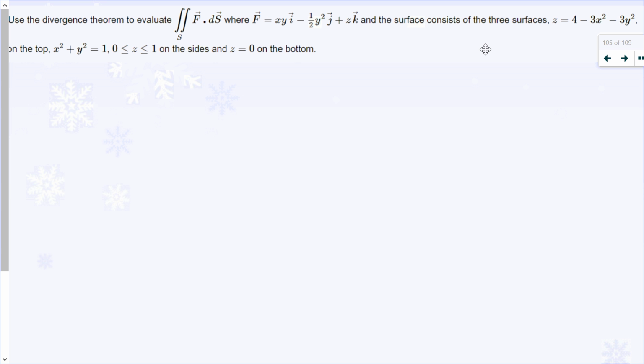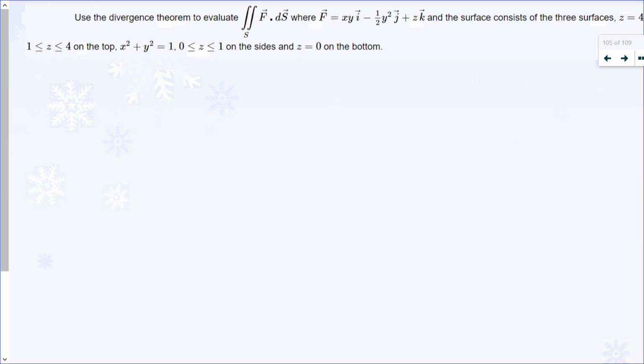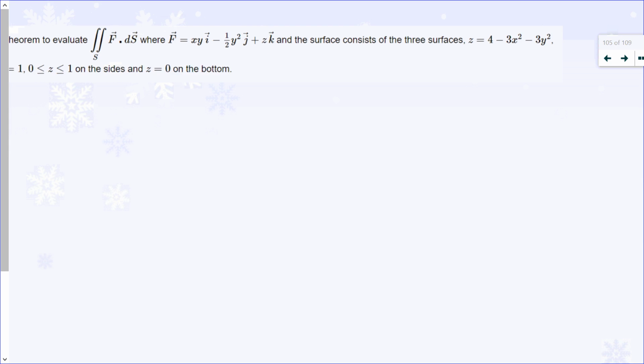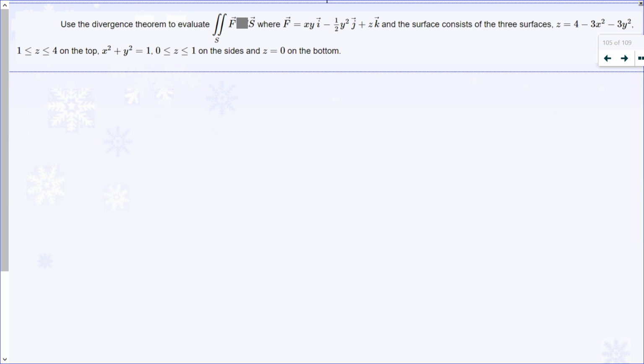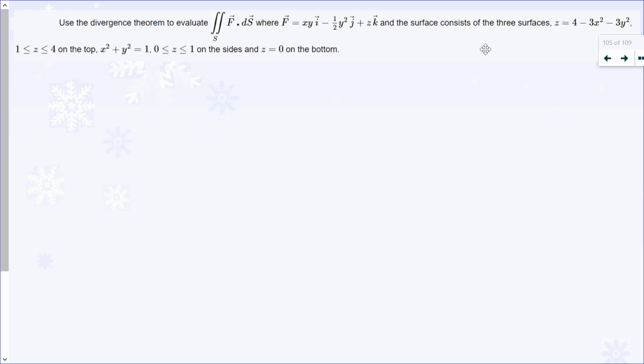x squared plus y squared equals 1. Oh, I think I'm cutting some stuff off. The surface consists of 3 surfaces. z equals 4 minus 3x squared minus 3y squared for z from 1 to 4 on the top, x squared plus y squared equals 1 for z between 0 and 1 on the sides, and z equals 0 on the bottom.